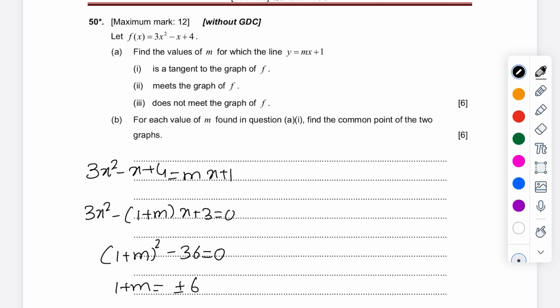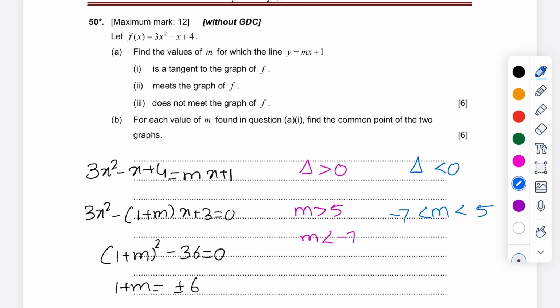Meets the graph. Meets the graph means delta should be greater than 0. It is having 2 points of intersection. So delta should be greater than 0. So m is greater than 5 or m is less than negative 7. Then does not meet the graph, so delta should be less than 0. So m should lie between negative 7 and 5.